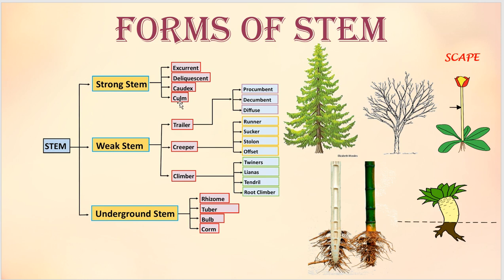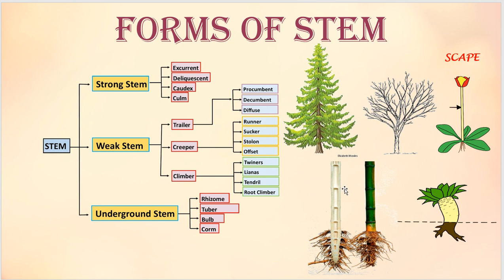Culm is the fourth one. Culm literally means the stem of bamboo. The stem of bamboo or the stem of grass is called culm. So what is it, culm? A culm means a stem structure which has a thick node and hollow internode. Listen to it carefully. Thick node and hollow internode. A stem which possesses a thick node and hollow internode is called culm.